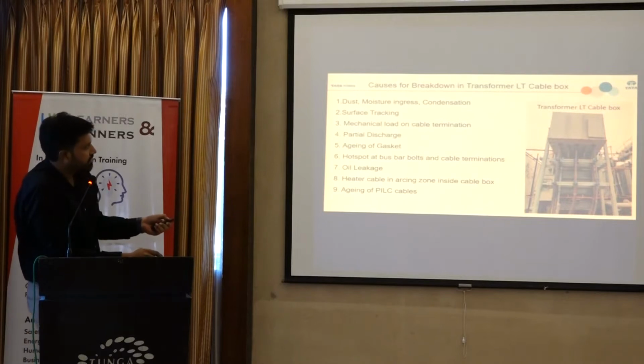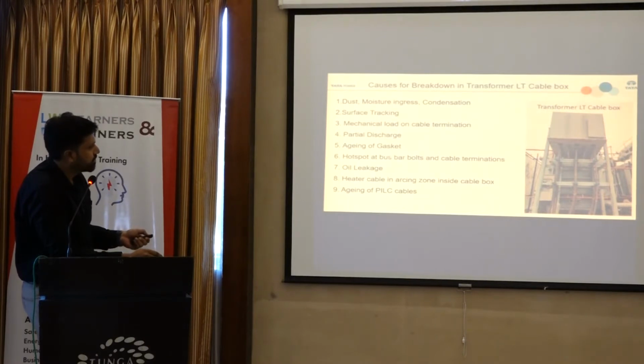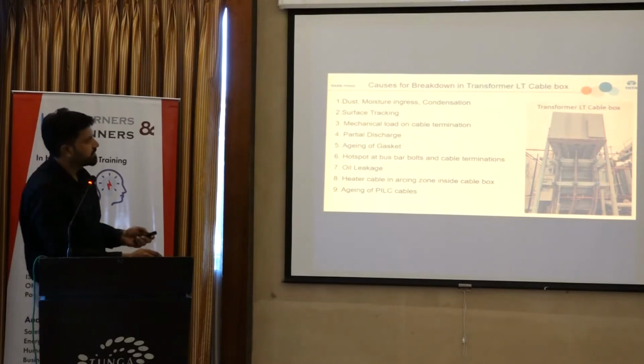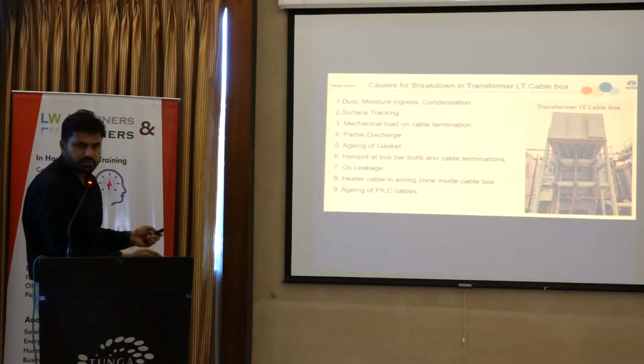Major causes of transformer LT cable box breakdowns are dust, moisture ingress, condensation, surface tracking inside the LT cable box, mechanical load on cable terminations, partial discharges inside the cable box, aging of gaskets, hotspot at busbar holes and cable terminations, oil leakages, heater cable in arcing zone inside the cable box, and aging of PILC cables. These are some major contributors for shutdowns in the transformer cable box.